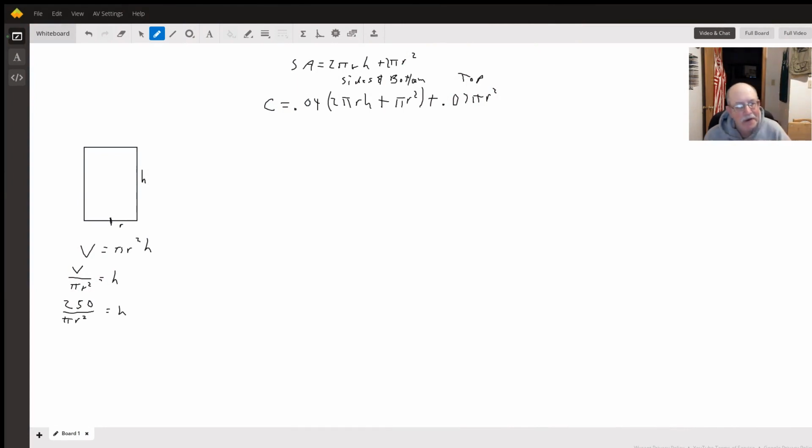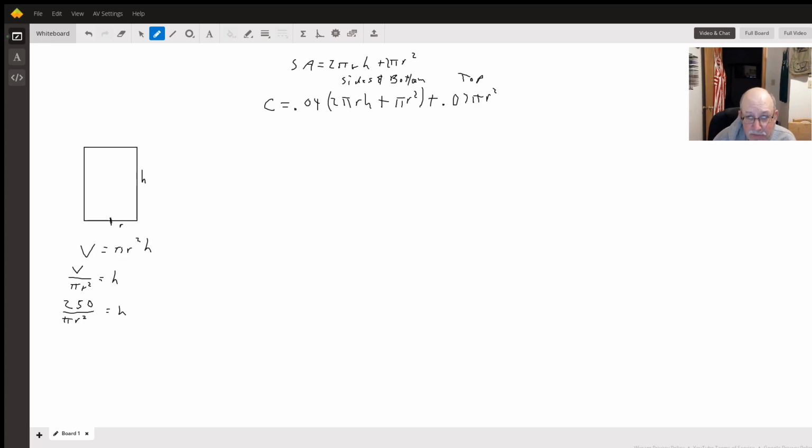Hello. So what we got over here on the left is our can. The volume is going to be pi times the radius squared times h. I want to solve that for h, so I don't have to deal with the square root, basically. I could have solved it for r, but... So we know that the volume is going to be 250 cubic centimeters. So h is going to equal 250 divided by pi times r squared.